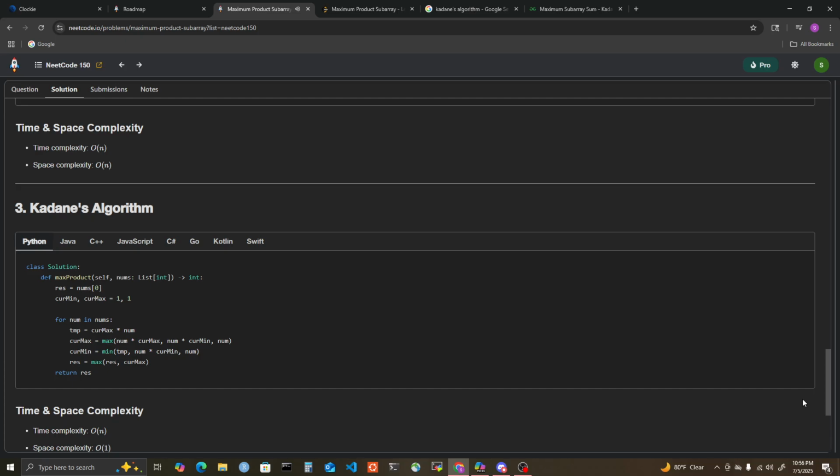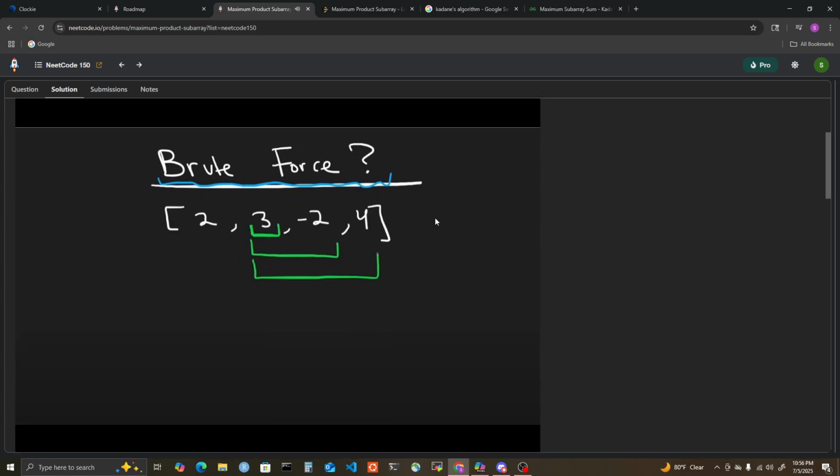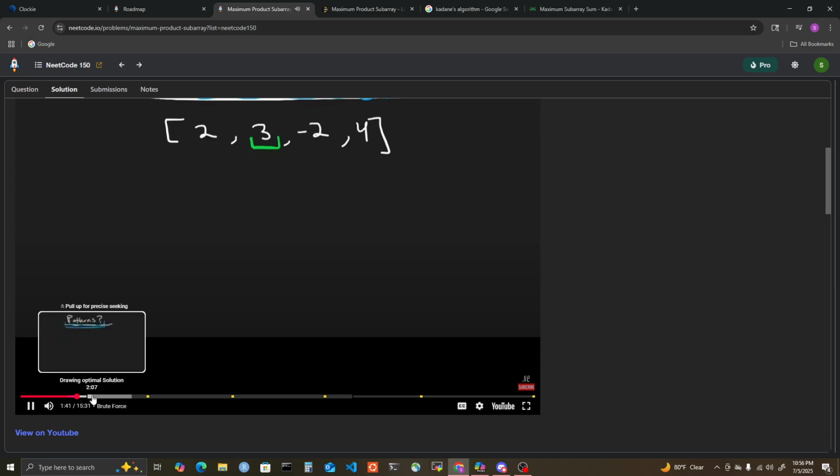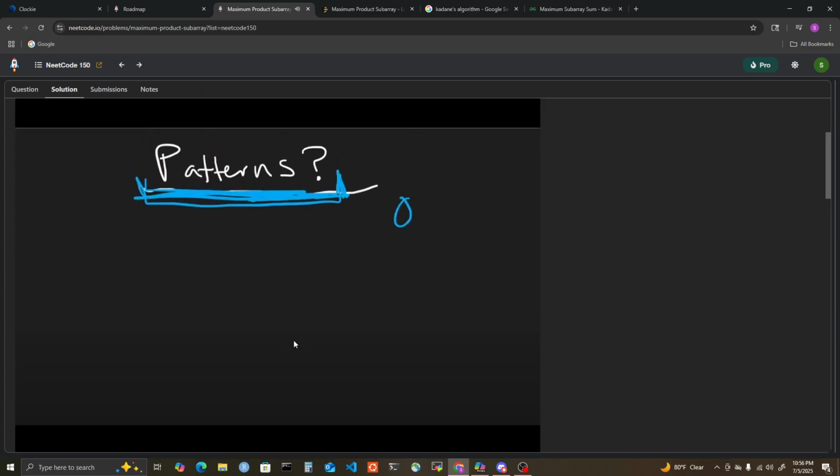All of these subarrays contain 2. So now let's look at all subarrays containing 3. We got just 3, then 3 times -2, then 3 times -2 times 4. And basically we repeat this process. Now you can tell maybe there are some patterns in this problem that we can use to our advantage to find a better solution than n squared.